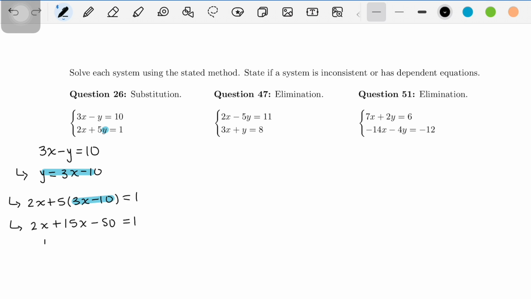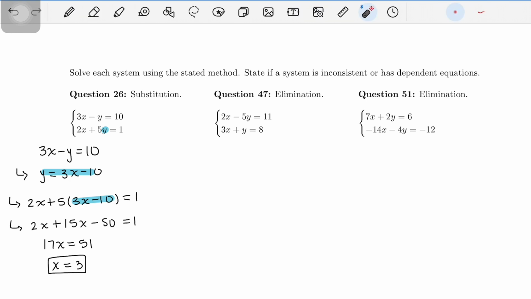So doing so, we're going to get 17x is equal to 51, and then finally dividing by 17 gives us x is equal to 3. So the whole idea here is to rewrite an equation in terms of just one variable instead of two, so that we can easily solve for that variable.